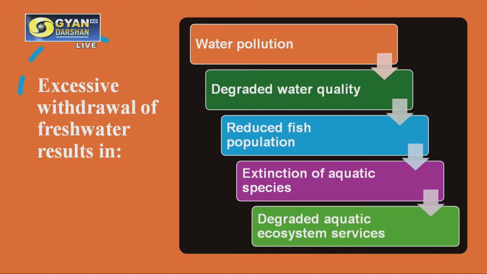Now, suppose these water resources are decreasing, then again, when the water quality is degraded, there can be a decline in these endemic fish populations. Also the aquatic populations, it could be even the plant population. Then there is extinction of the aquatic species that occurs at the next level. Then finally, you can have degraded aquatic ecosystem services. So these were some of the factors and the impacts that we see when there is excessive withdrawal of the fresh water in certain regions.